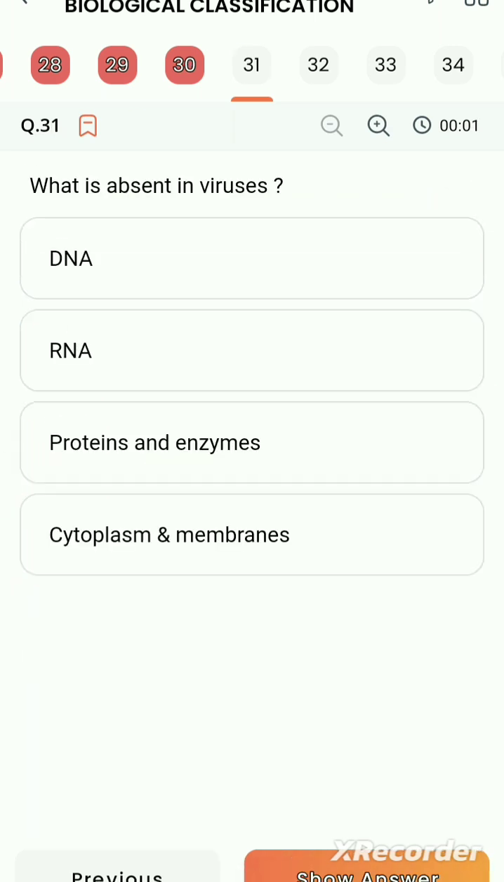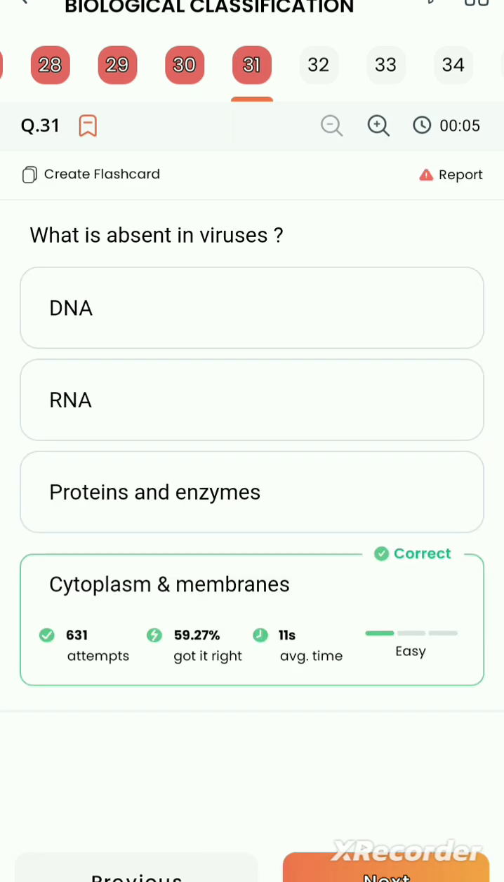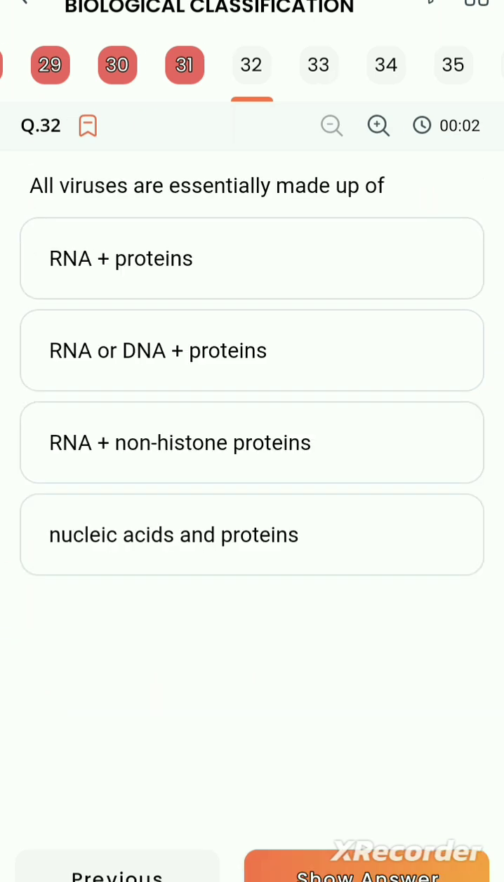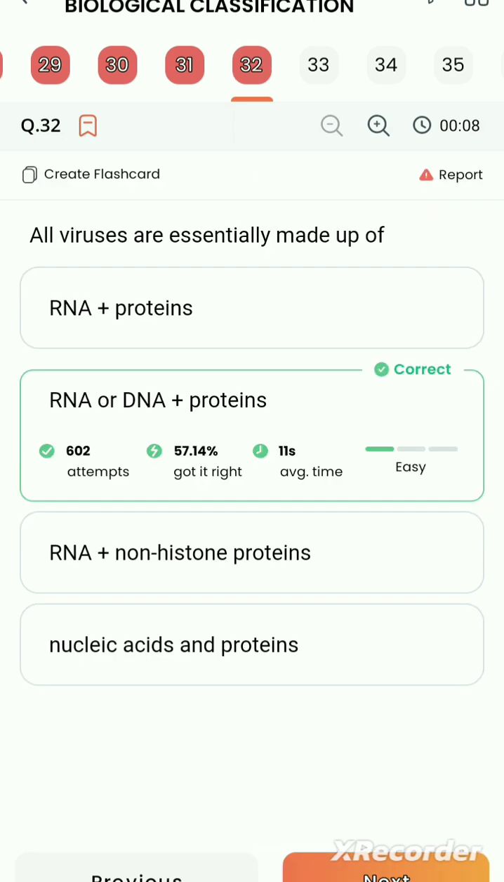And 31st question, what is absent in virus? You all know that's nothing but cytoplasm and membranes. Because of that it is non-living outside the host. Next question, all viruses are essentially made up of RNA or DNA and proteins. These are the two things you can find in the virus. If it is present, either one only will be present, either RNA or DNA, single strand, double strand.